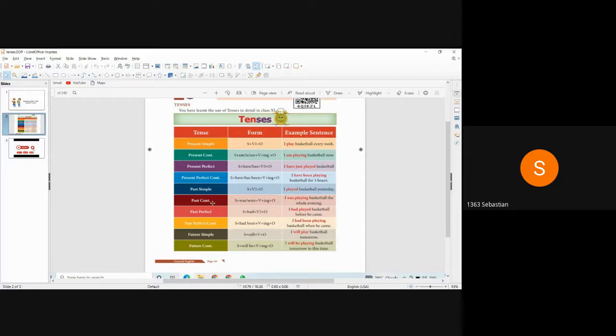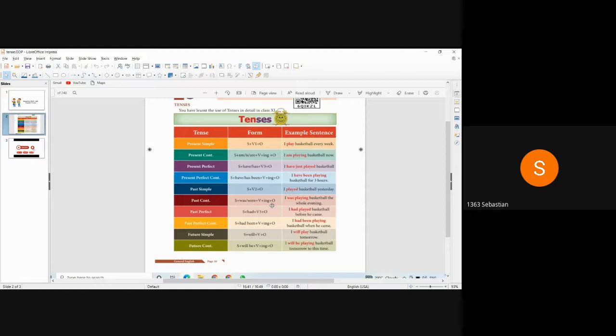Next tense, past continuous tense. Form of past continuous tense is subject plus was or were plus verb plus ing plus object. Example, I was playing basketball the whole evening. So we use past continuous tense for an action started in the past and still it was continuing for a period of time in the past.